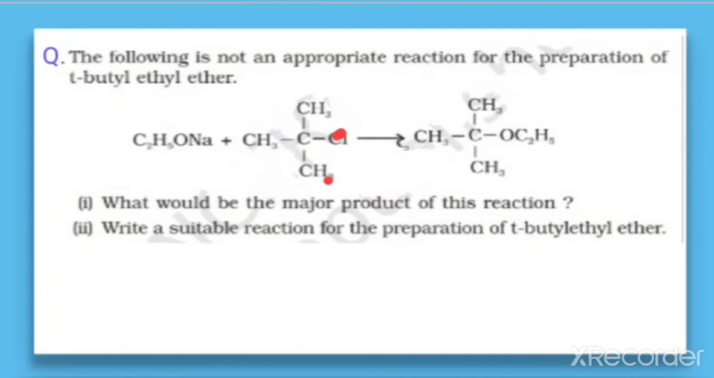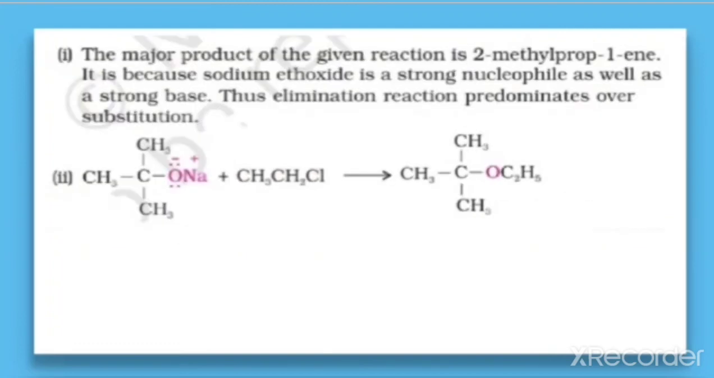So there is a formation of a double bond here, between the alpha and beta carbon. This is now called propene, and on the second carbon there is one methyl group, so that is 2-methylpropene. That is the alkene which is formed in this reaction. That is the major product. So the answer for the first part is that the major product in this given equation is 2-methylpropene.